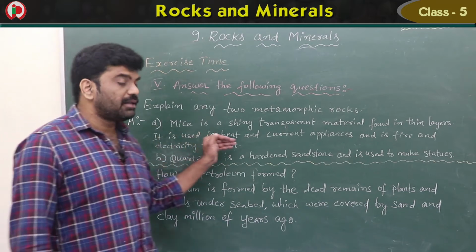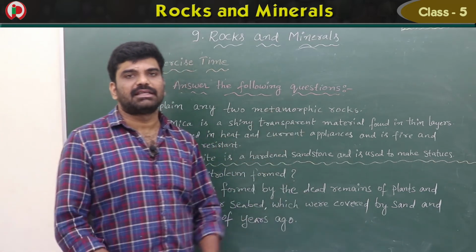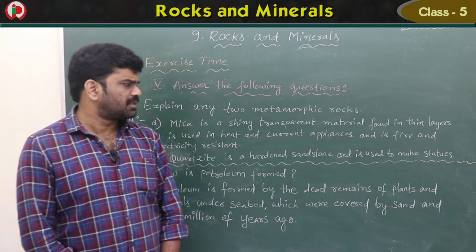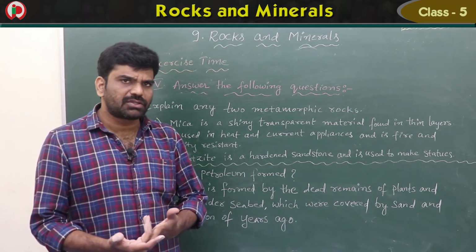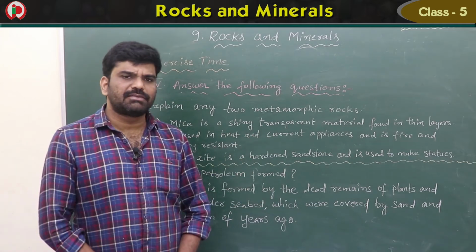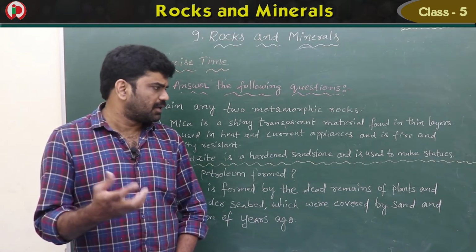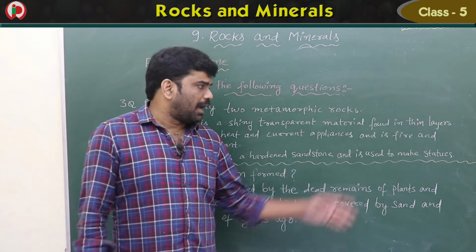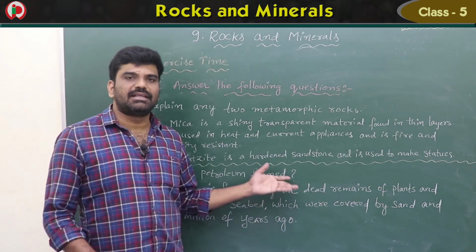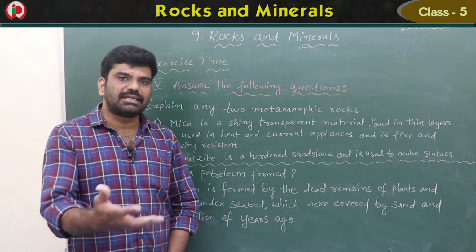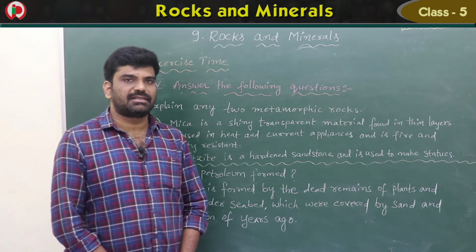It is used in heat and current appliances. What do you mean by heat and current appliances? Heat means you can go for the heater, you can go for the iron box. And current appliances means those which work with electricity. And it is fire and electricity resistant. That is the reason it is used in heat and electric appliances.